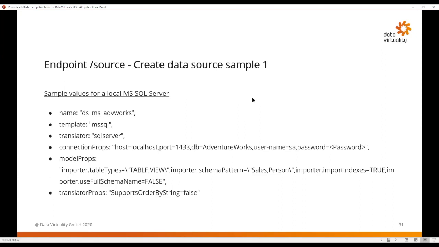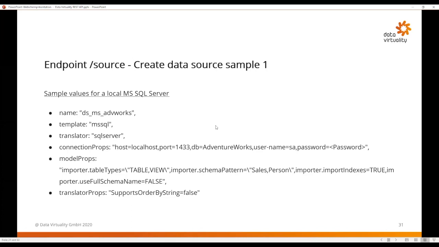Okay, here are some samples. How can you create a data source? The name is going to be ds_ms_adventureworks. The template is MS SQL. The translator is SQL Server. Again, I don't know all these different parameters and which possible values. I also sort of learned in the process when working with Data Virtuality, and sometimes also just fiddling around. I've got the connection properties: host, port, database name, username, password, and the model properties. And I also got this default translator property that is needed for MS SQL Server.